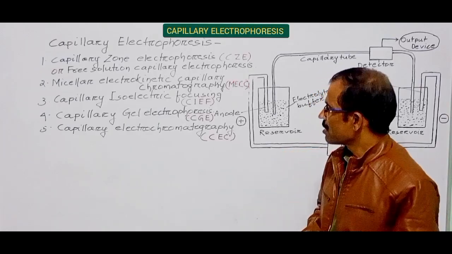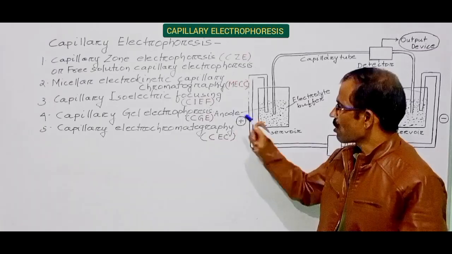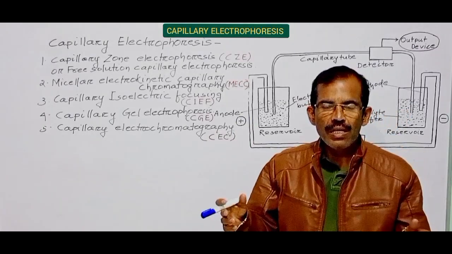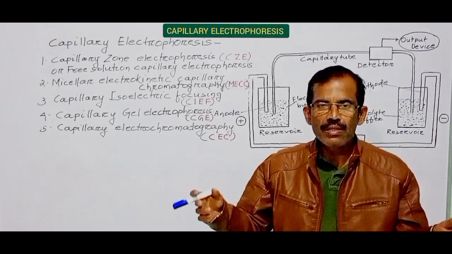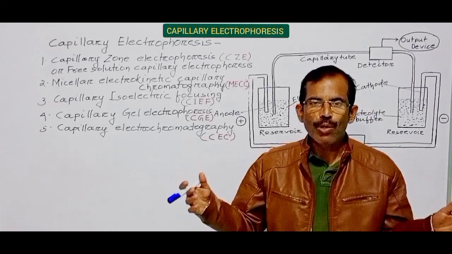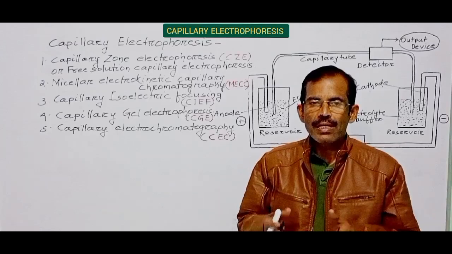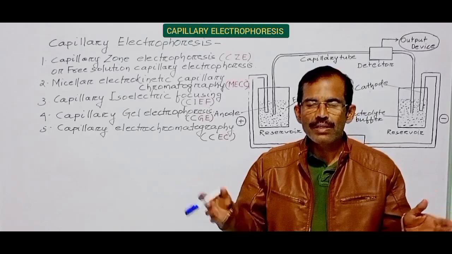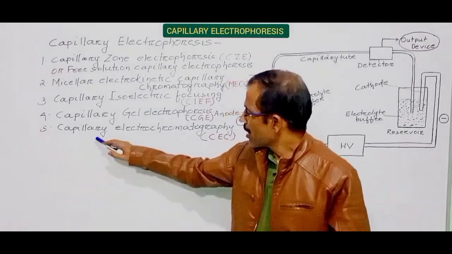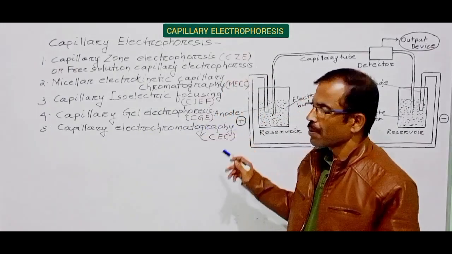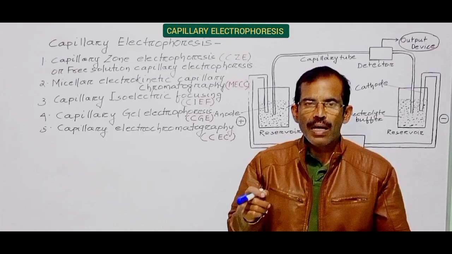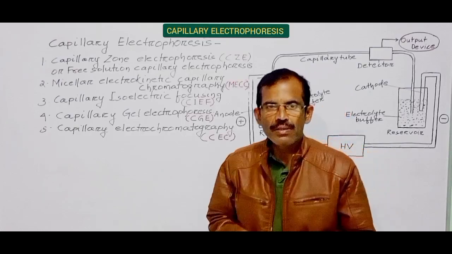Fourth one is capillary gel electrophoresis. In this technique, a suitable gel is used as the stabilizing medium. The porous gel serves as a molecular sieve that separates sample components based on their size. Fifth one is capillary electrochromatography that involves both electrophoretic and chromatographic methods.